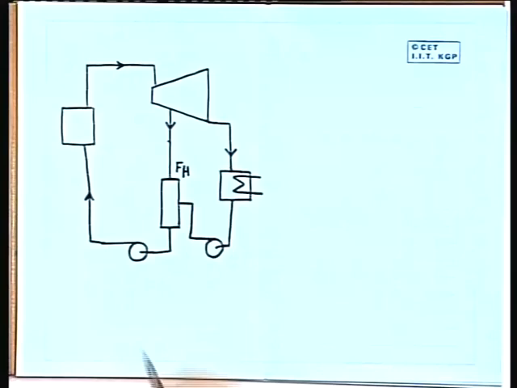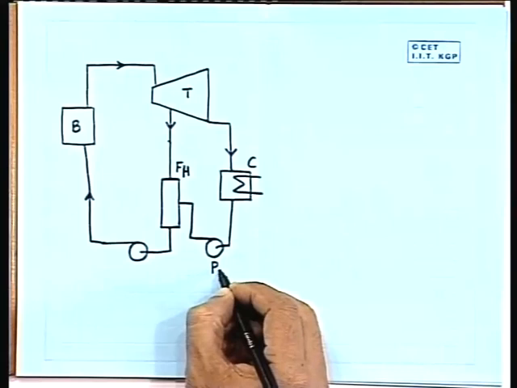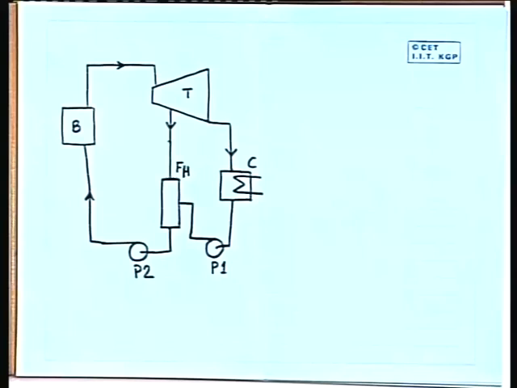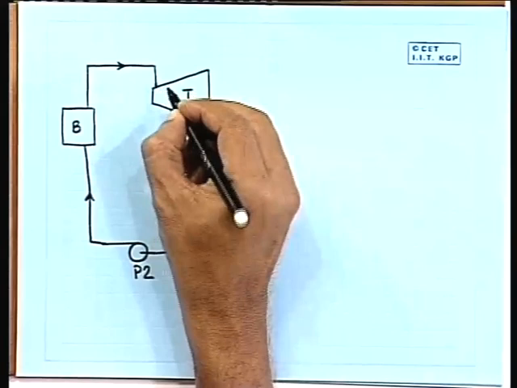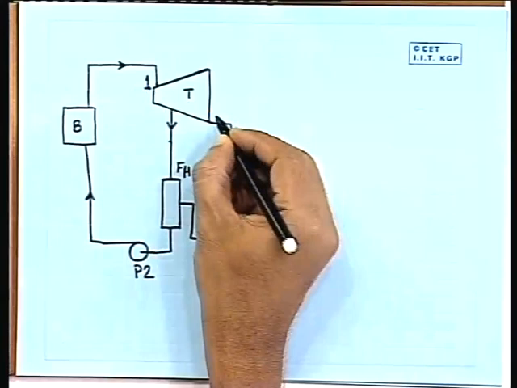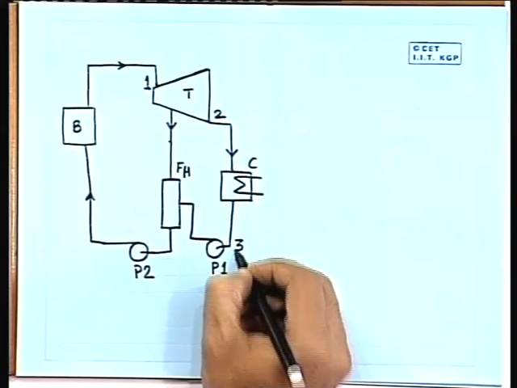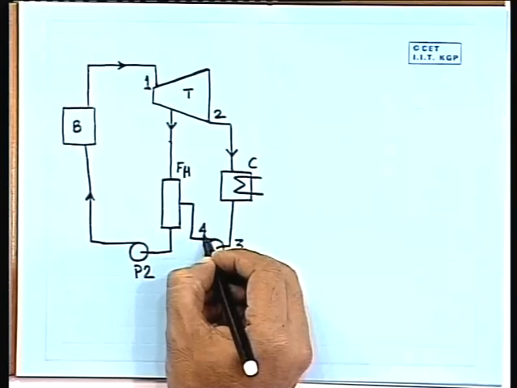So this is your boiler, this is the turbine, this is the condenser, this is pump 1, this is pump 2. Now if I denote by numbers the different points where there is a change of property, then steam enters the turbine at 1, it comes out at 2, then this exhaust steam is condensed and that condition is denoted as 3. The condensate is pressurized by the pump, and that condition is denoted as 4.